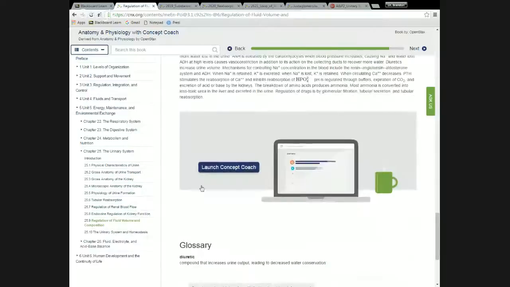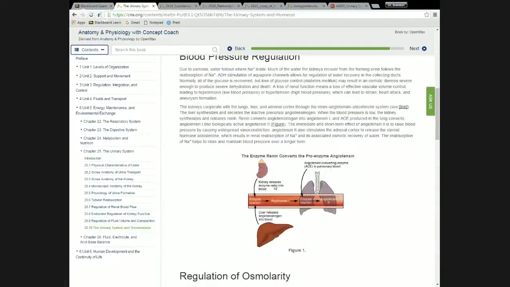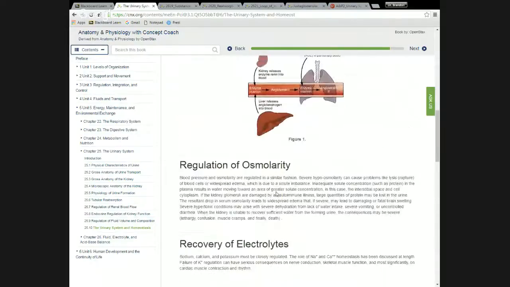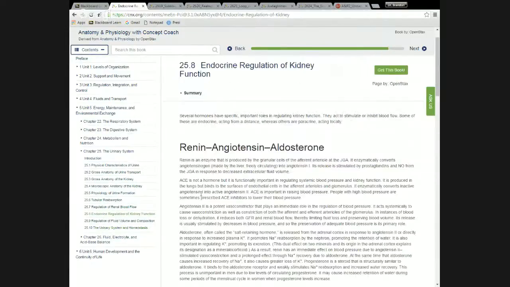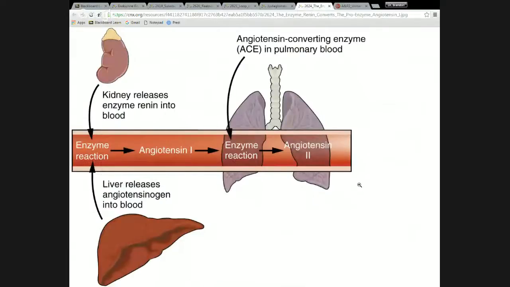Where is that picture? Okay. Maybe this is the picture I'm looking for. So the kidney releases renin in the bloodstream. The liver actually releases something called angiotensinogen, and renin causes that to become angiotensin I, and then angiotensin converting enzyme converts angiotensin I into angiotensin II.